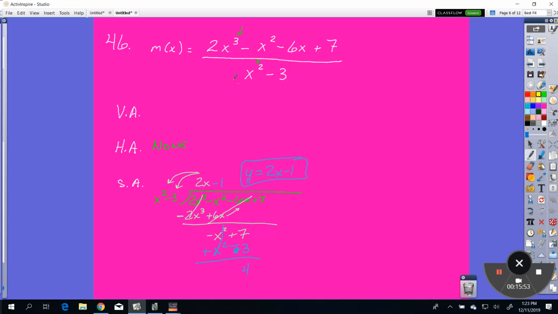You just take the denominator, put it equal to 0, and solve for x. So now you have x squared equals 3. To get rid of the squared, you square root. So x equals plus or minus the square root of 3. So those are your vertical asymptotes.